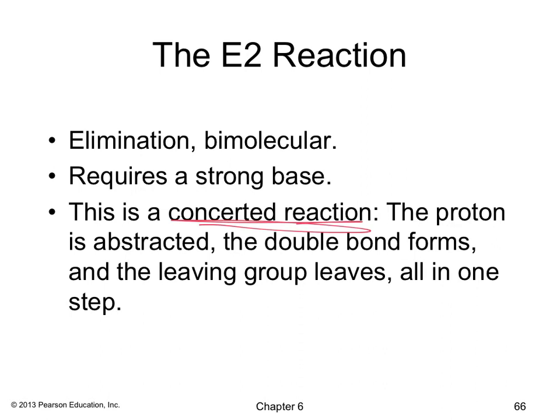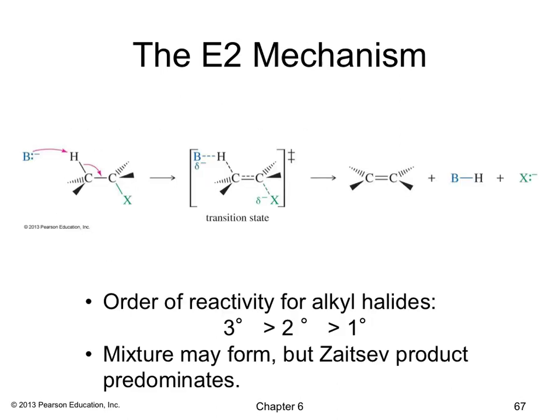But it will happen where the proton is abstracted, the double bond forms, and the leaving group leaves, all in a single step. So here's the E2 mechanism. Here's your strong base, it plucks off the hydrogen, forms a double bond and kicks this off. Here's a double jagged transition state, not an intermediate, I'm sorry, in which the base is coming off, forming the double bond and kicking this out. This forms the product, which is a double bond, the protonated base, and the halide.